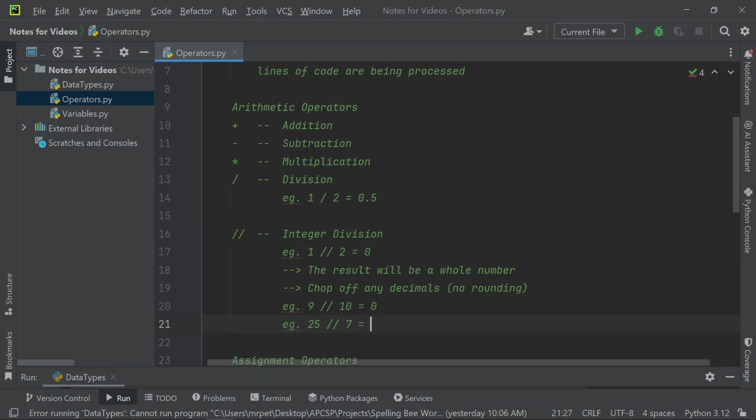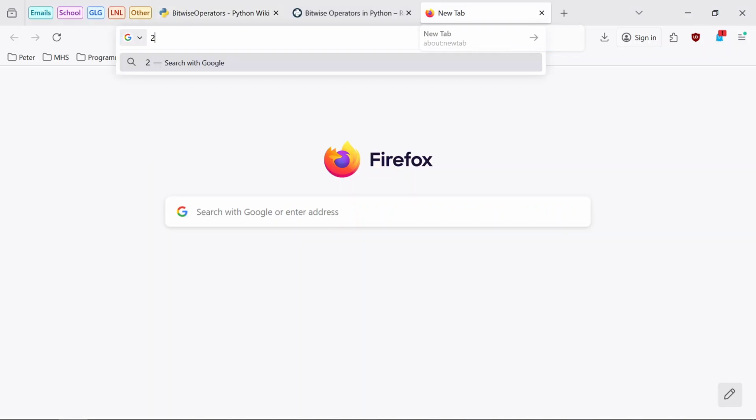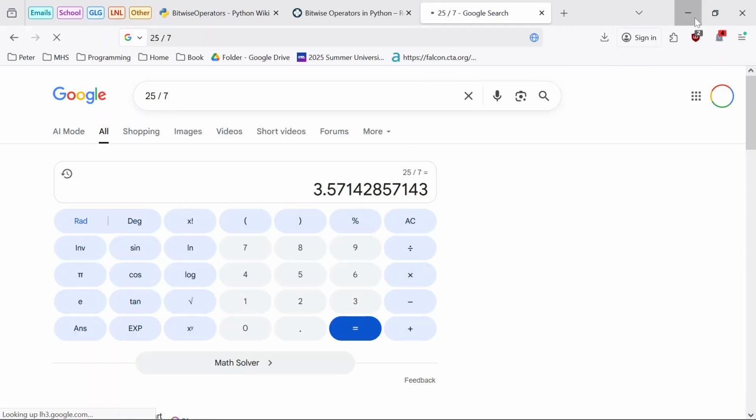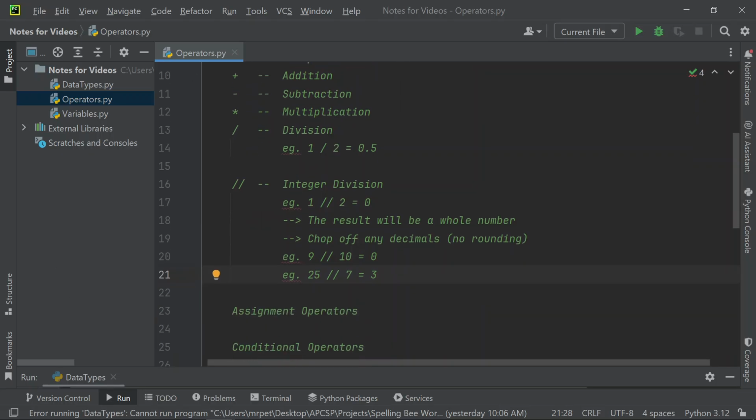This is going to be something like 3 point something. It'll be slightly more than 3.5. Let's see what that value is. If we take 25 divided by 7, 3.57. So we're going to round this to 3. I was trying to get a number that was like 3.99, but I don't want to think too much about it. So whatever the case, we cut off our decimals with integer division.